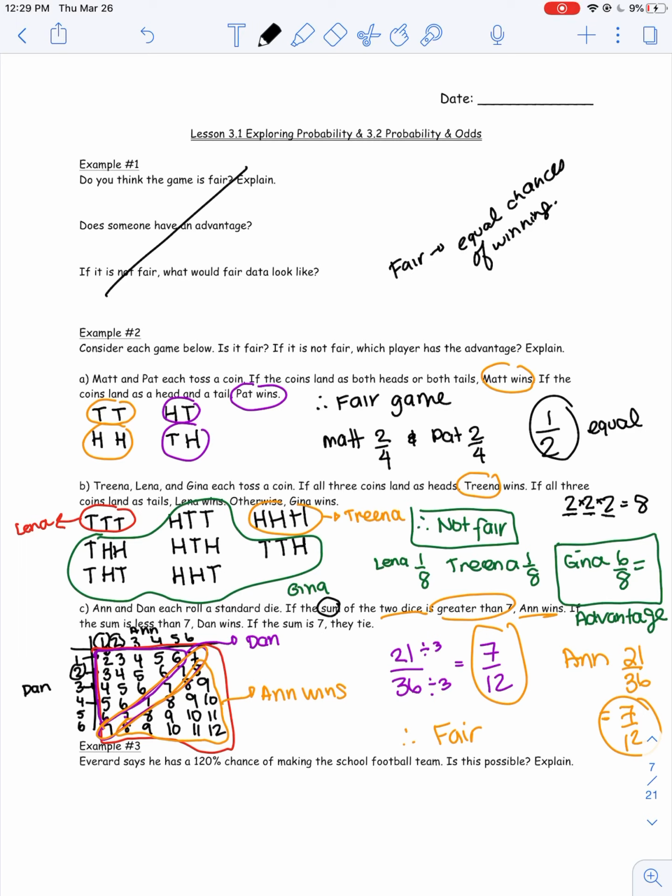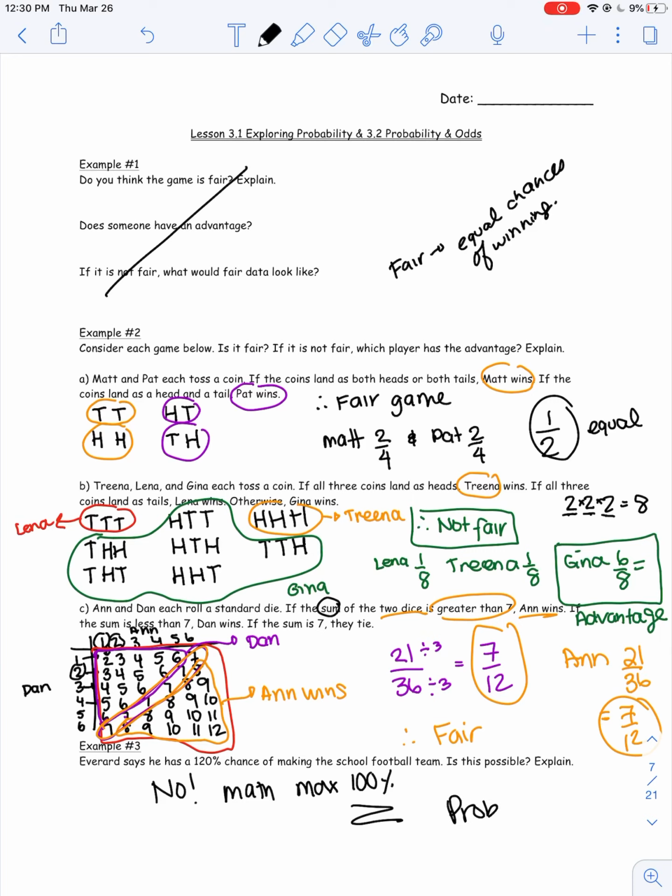Example number 3, Everard says that he has a 120% chance of making the football team. Is it possible? Well, no. The reason being, in math, the max is 100%. If you have 100%, you have perfect. Or if you say 100, you're making it. You've made it. You're going to make it on the football team. There's no need to give extra.